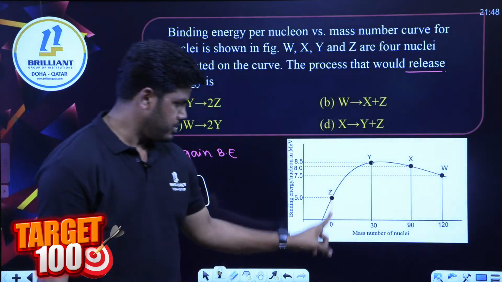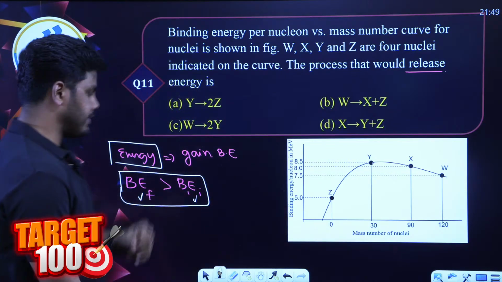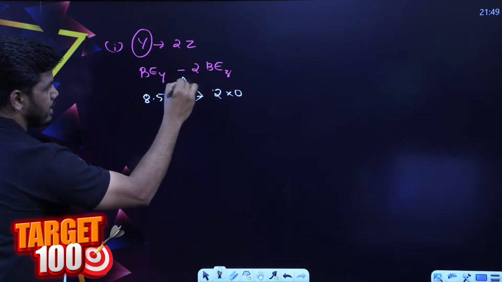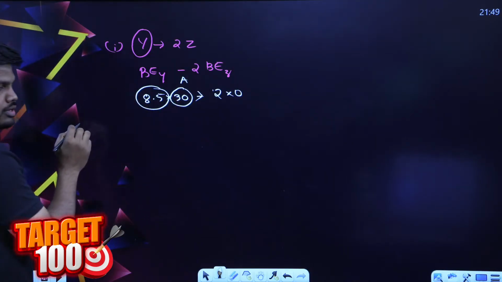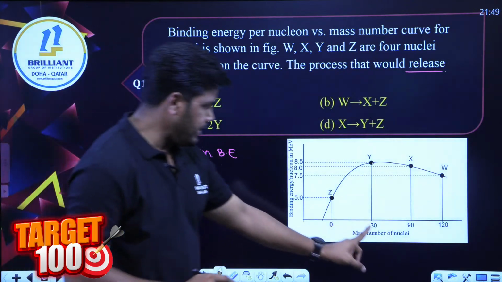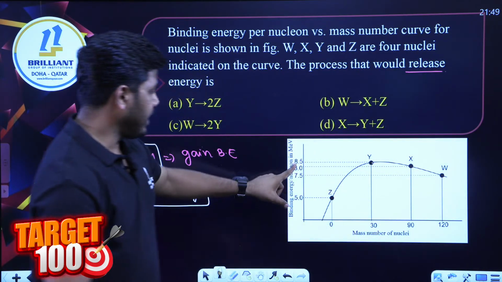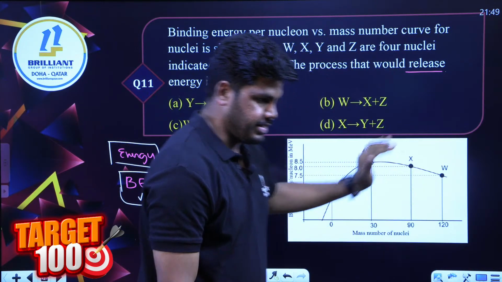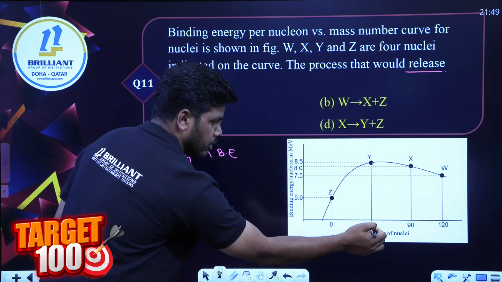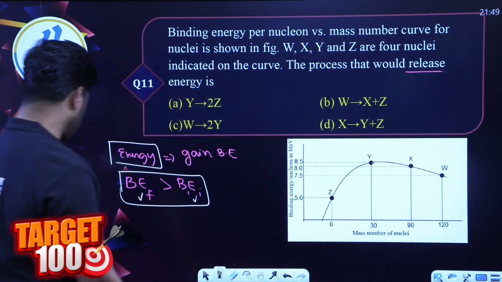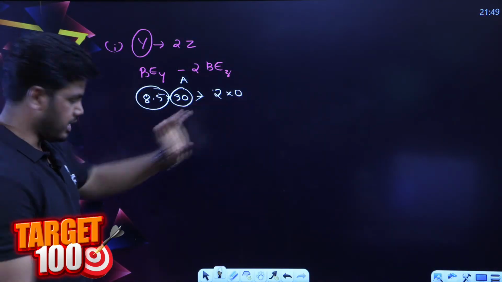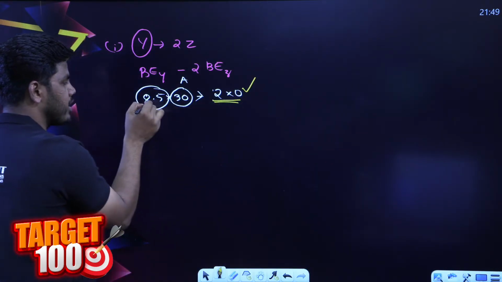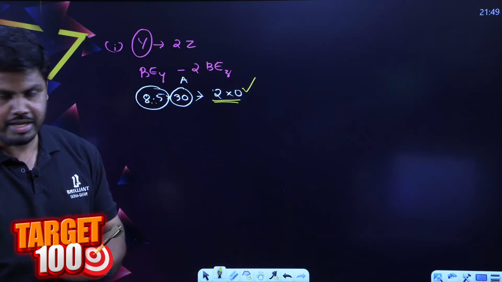Look at the graph. See? 2 into 0. Why should we multiply 30 and 8.5? I hope you got it. 30 is the mass number and this is binding energy per nucleon. Look at the graph. 30 is the mass number given and 8.5 is the binding energy per nucleon. So binding energy per nucleon into number of nucleons, that is the total binding energy. That is why 8.5 into 30. Anyway, we don't have to spend on this particular option because final binding energy is not greater than initial energy. So A is not an option.